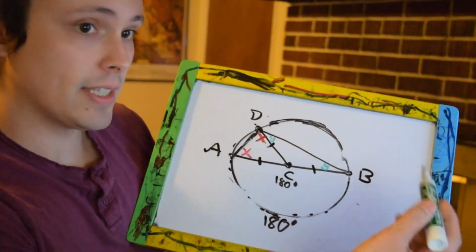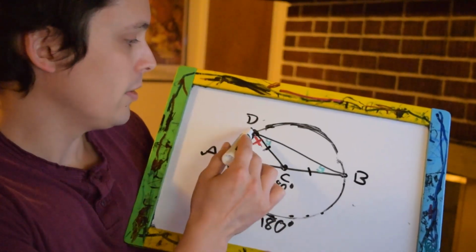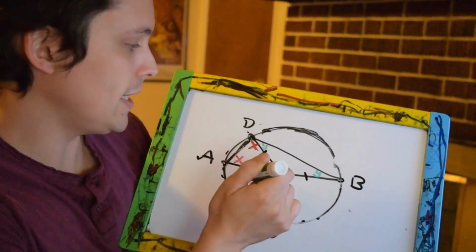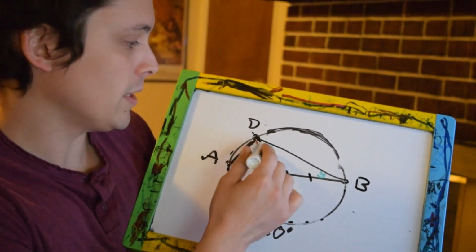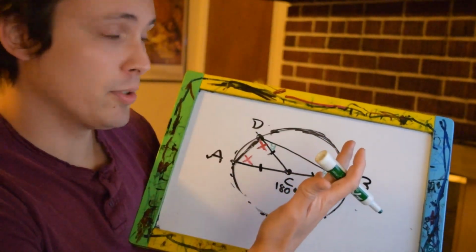So the angle we're actually thinking about in this problem is this one, angle D, which is now split up into an X and a Y, meaning that angle D is X plus Y. But does that help us? Does that prove that it's 90?